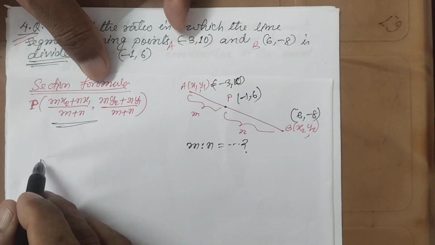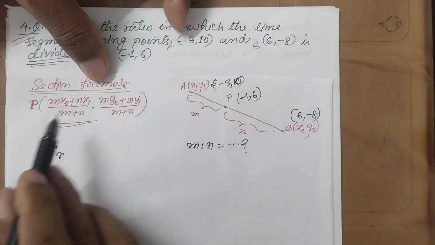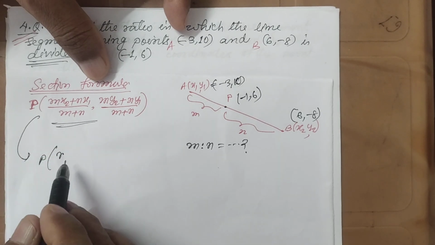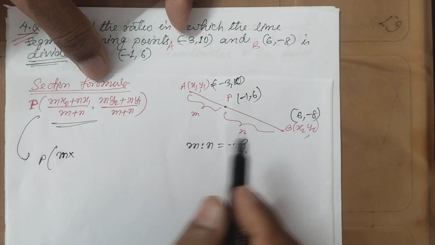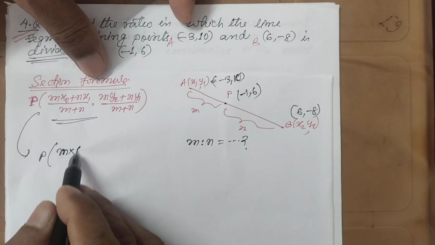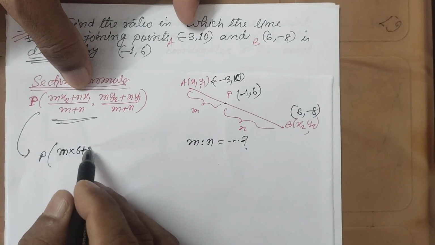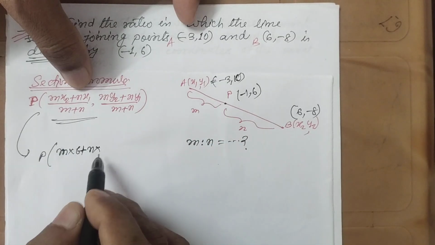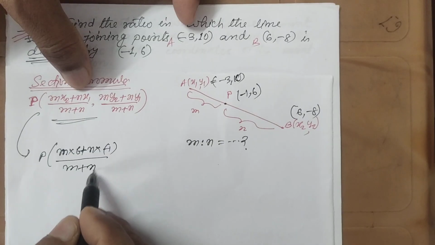So what is the point P? The ratio formula is (m x2 + n x1) by m plus n. If we put in the values, m is unknown, x2 is 6, n is unknown, and x1 is -1, divided by m plus n. M plus n also is not given.